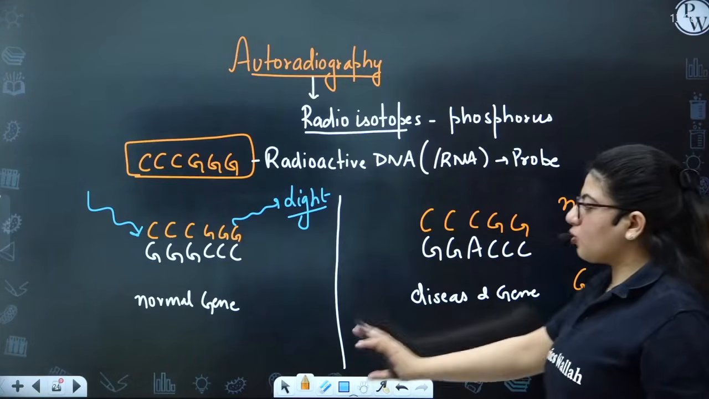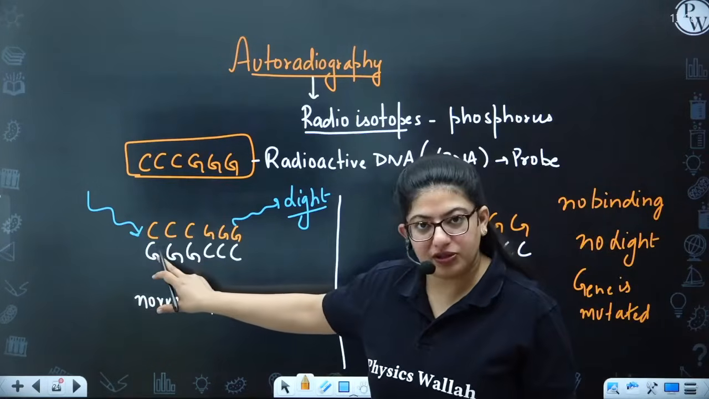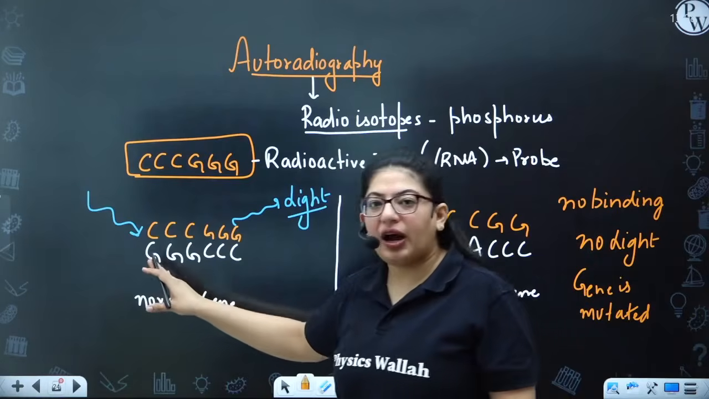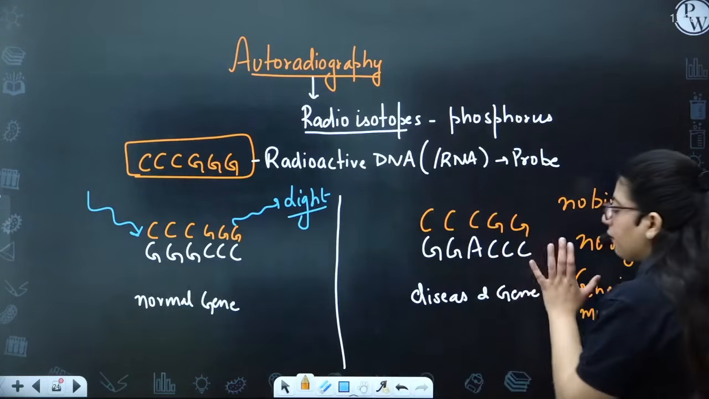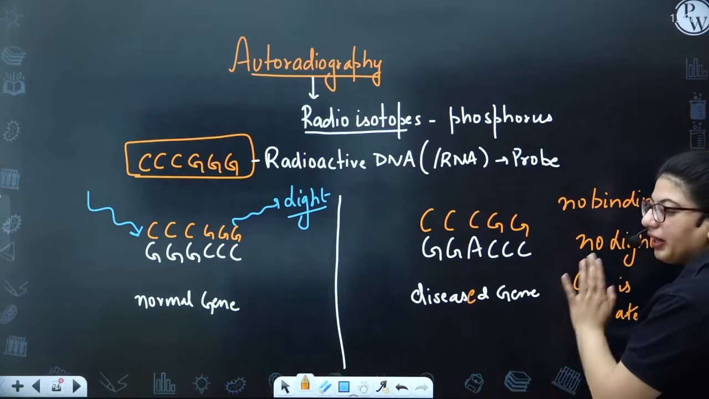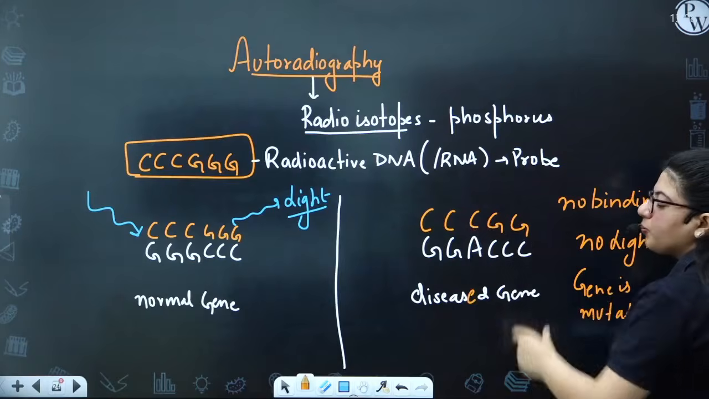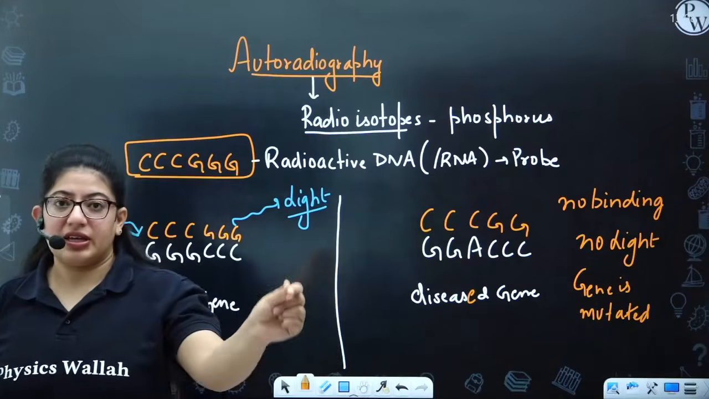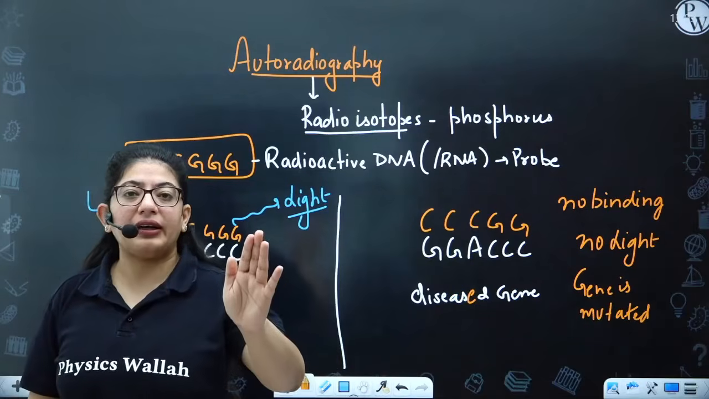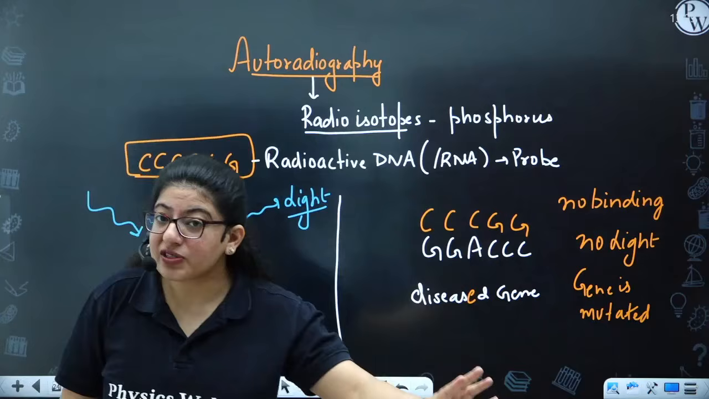If a person is normal, there will be emission of light because these are radioactive phosphorus. So when you give any type of high energy light to it, it will emit radiation. Next, if a person is diseased, there is not a set sequence that can bind to this probe. Hence, there is no binding, no emission of light, and the person is diseased. If a person does not show a light, that means the gene is mutated. If it shows a light, that means the person is normal.